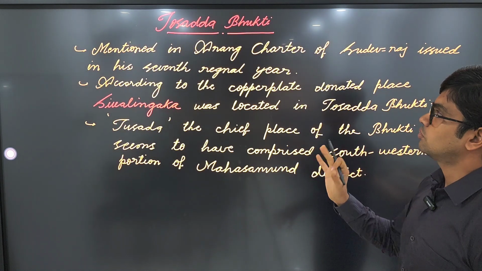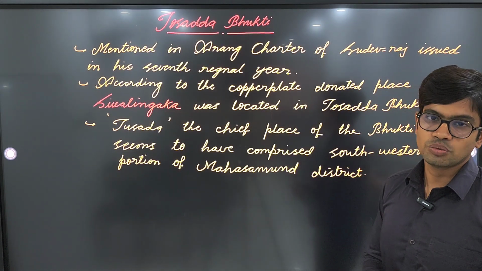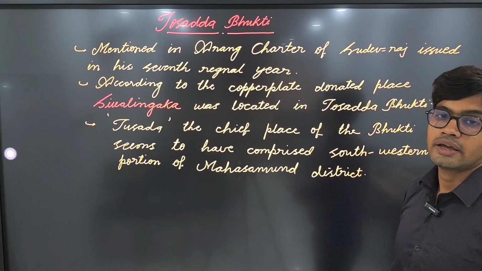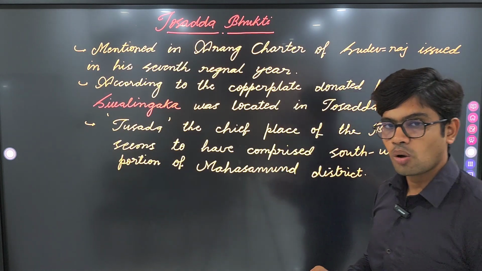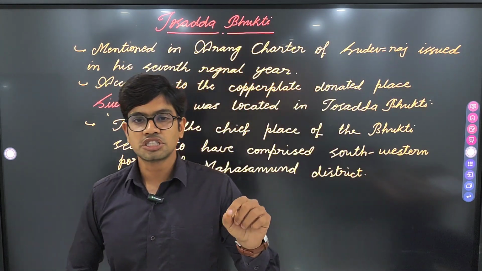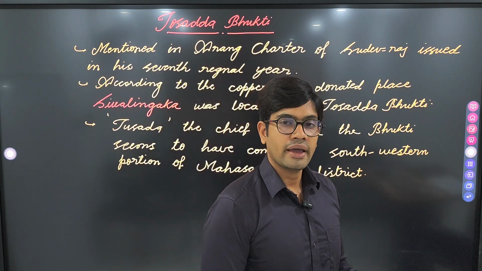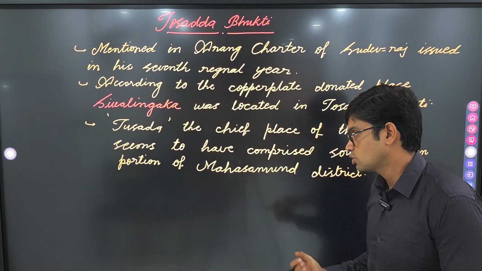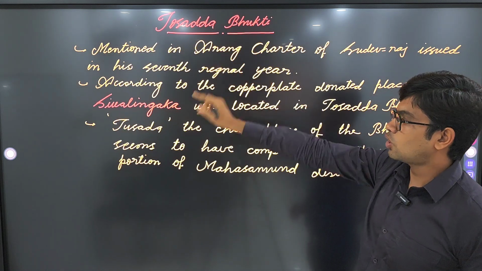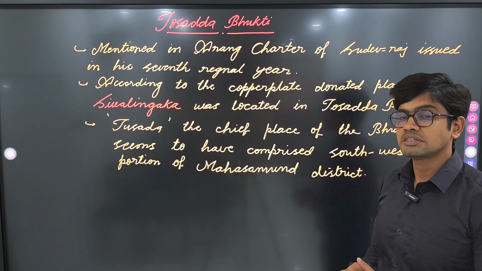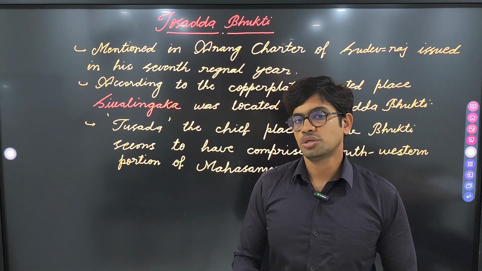So that's all about the Tosadda Bhukti. Tosadda Bhukti was mentioned in the Arang Charter issued by the king Sudevaraja in his 7th regnal year. According to this copper plate, the place Shivalingaka, which was located in Tosadda Bhukti, was donated. By this statement, we come to know about Tosadda Bhukti. According to the scholars, the chief place of the Bhukti, Tosadda or Tusada, seems to have comprised the southwestern portion of Mahasamund district. So that's all about Bhukti.